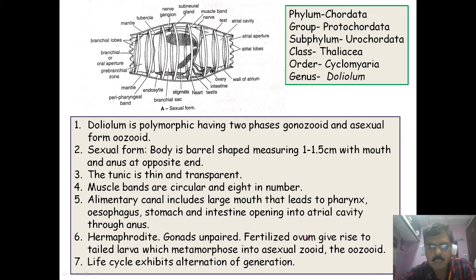The fertilized ovum gives rise to a tail larva which metamorphoses into the asexual zooid, and that we call an oozoid. Means this sexual form will give rise to the oozoid form. And the life cycle exhibits alternation of generation. That means the gonozoid, after that the oozoid, and this oozoid will give rise to the gonozoid. This is the first example from the Urochordata, that is the Doliolum.